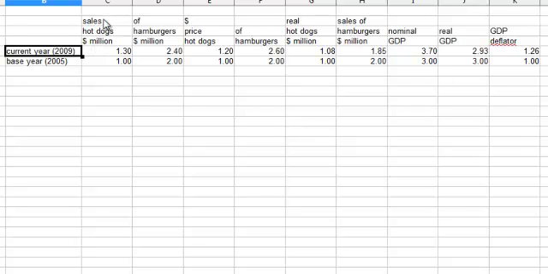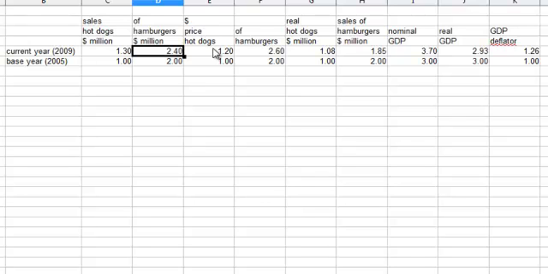So we track, first of all, sales of hot dogs and hamburgers in millions of dollars. These are millions of current dollars. So back in the base year, we sold $1 million worth of hot dogs, $2 million worth of hamburgers. In the current year, the 2009 year, we sold 1.3 million of hot dogs and 2.4 million of hamburgers. But prices increased between the base year and the current year, so we don't know exactly how much, if at all, the real sales increased.